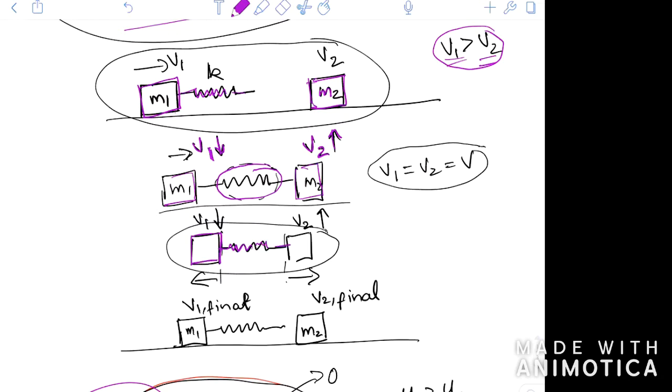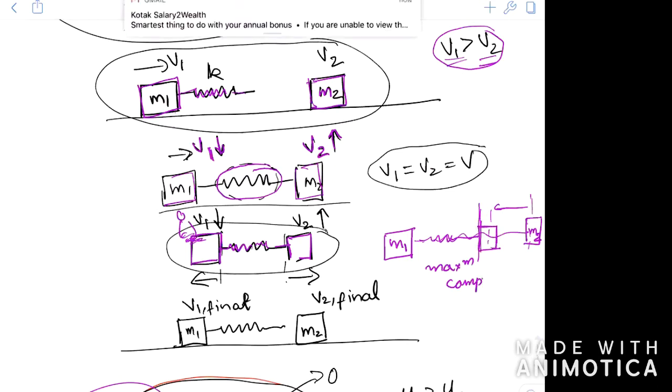Now imagine this situation from the frame of reference of the first block. If you're sitting on the first block, what would you see? Initially, the m2 block is far away from you. Then as the spring gets compressed, this block appears to move towards you. At the time of maximum compression, this block is closest to you. And then this block begins to move away from you.